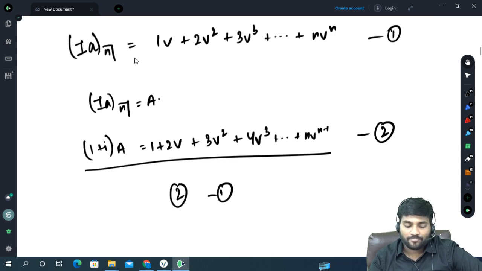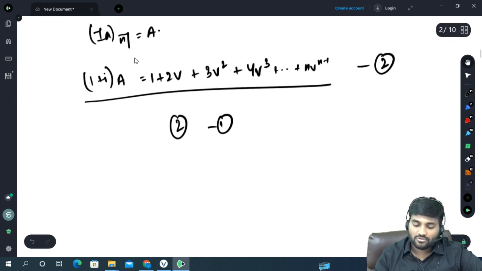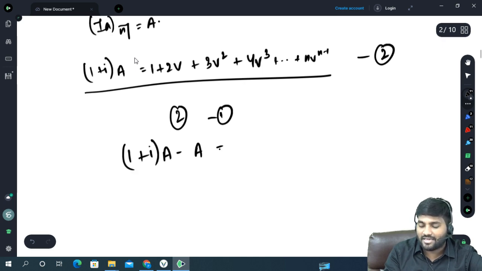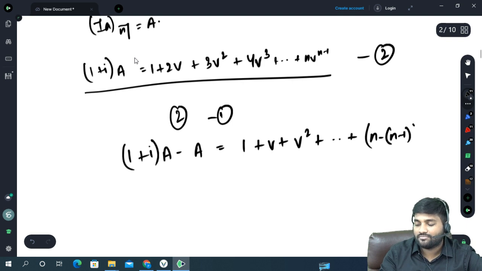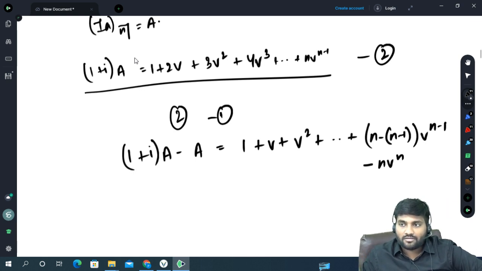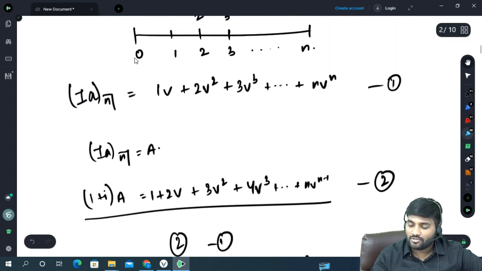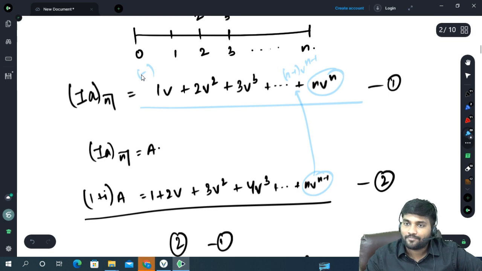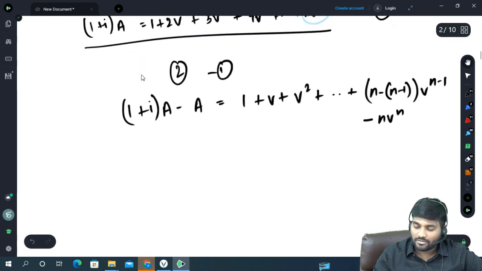So when we do 2 minus 1, we are getting 1 plus I into A minus A, right, in the LHS. So we are getting 1 plus I into A minus A is equal to 1 plus 2V minus V, 3V square minus 2V square plus dot dot dot plus n minus n minus 1, V to the power n minus 1 minus nV to the power n. Yes or no? Just check. nV to the power n minus 1 will correspond to this term, which is n minus 1 V to the power n minus 1. So this term is left and this whole equation is in minus. Once you subtract, you get this answer.